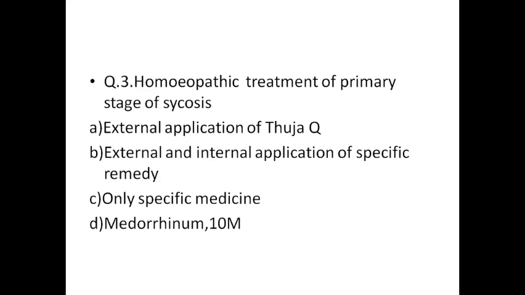This is the homeopathic treatment of the primary stage of psora. Keep in mind, what is the question? The question is the homeopathic treatment of the primary stage of psora. A. External application of Thuja mother tincture. B. External and internal application of specific medicine or remedy. C. Only specific medicine. Or D. Medorrhinum 10M. What could be given in the primary stage of psora? What did Hahnemann tell? Is it external application of Thuja mother tincture, or Medorrhinum, or only specific medicine, or internal as well as external specific medicine?